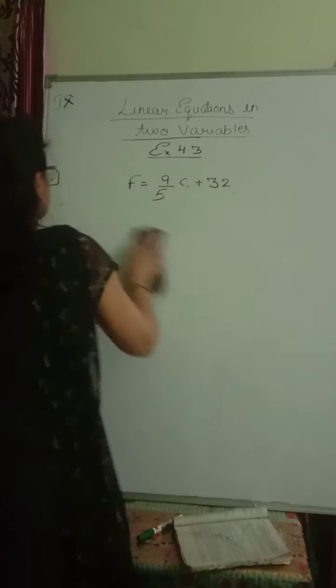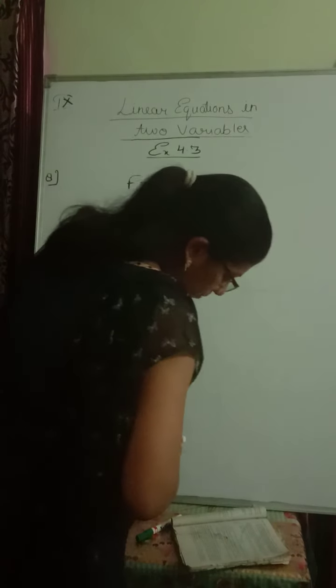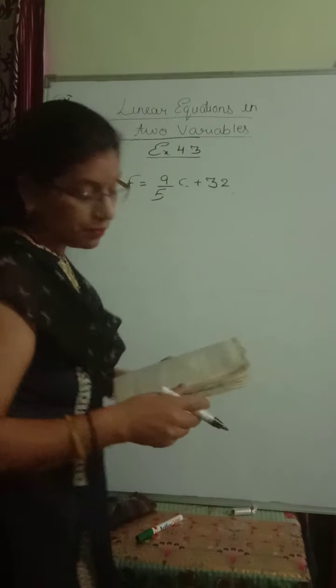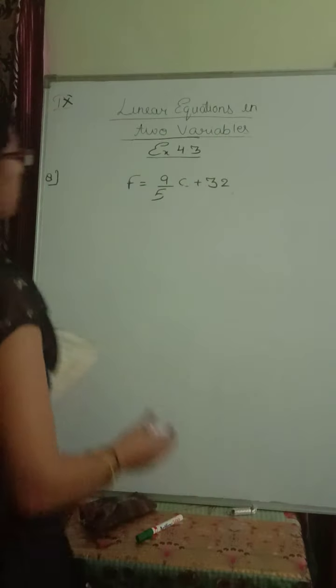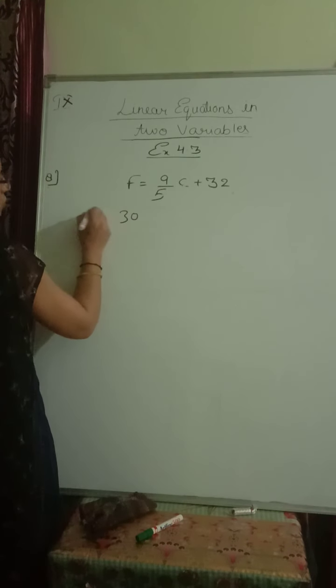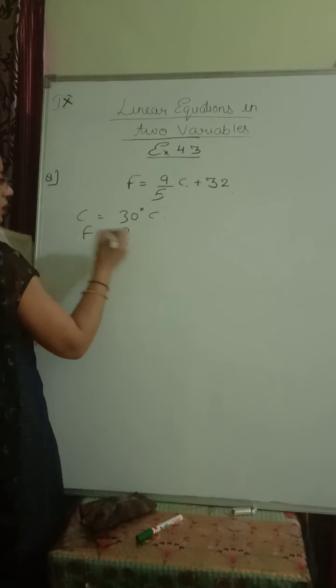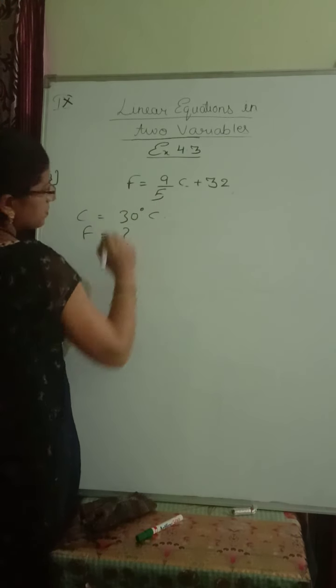What is the second part? See. The second part is, if the temperature is 30 degrees Celsius, what is the temperature in Fahrenheit? The temperature is given in degrees Celsius. What is given to you? The temperature is 30 degrees Celsius. You have to find the temperature in Fahrenheit. Substitute in this value.